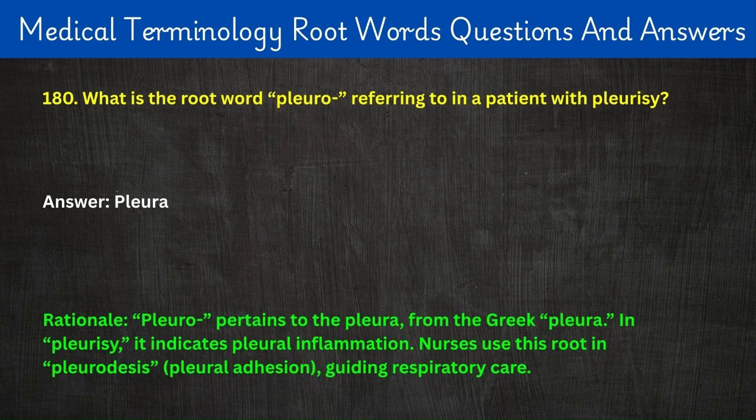180. What is the root word pleuro- referring to in a patient with pleurisy? Answer: pleura. Rationale: Pleuro- pertains to the pleura, from the Greek pleura. In pleurisy, it indicates pleural inflammation. Nurses use this root in pleurodesis, pleural adhesion, guiding respiratory care.